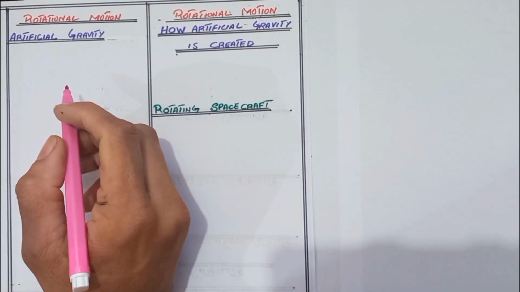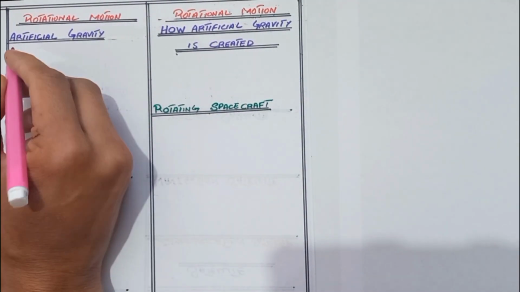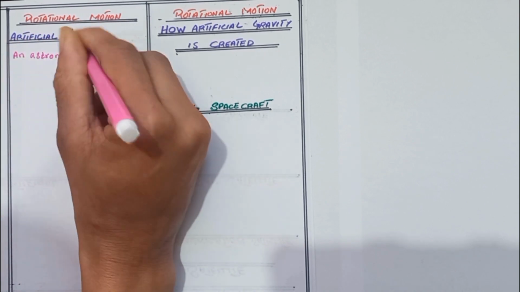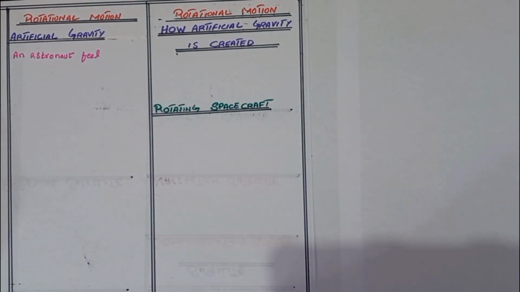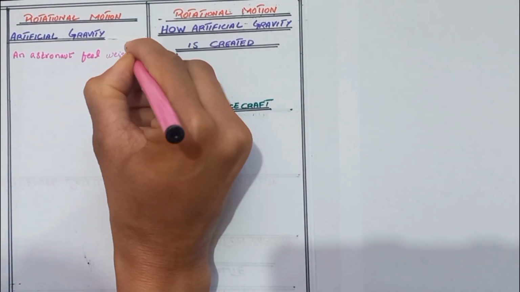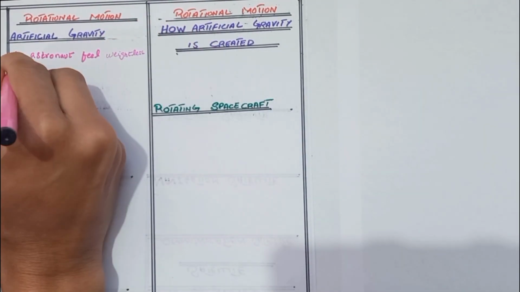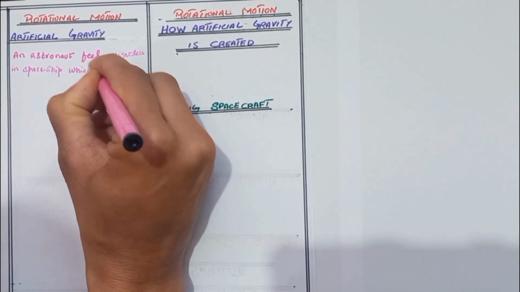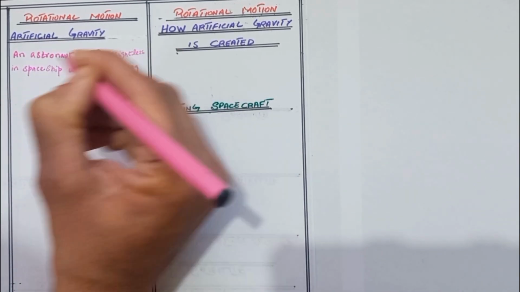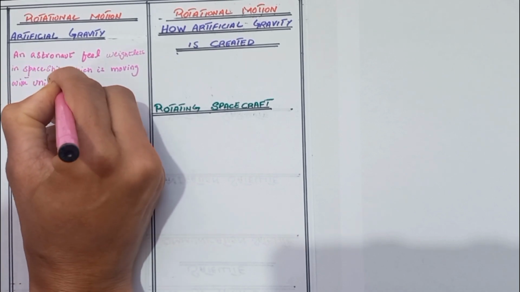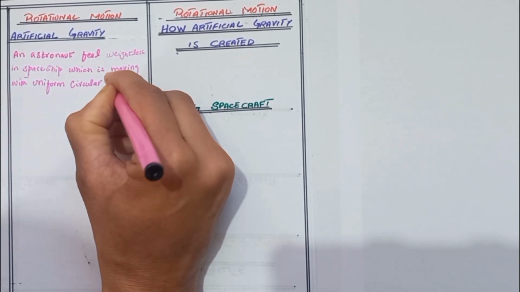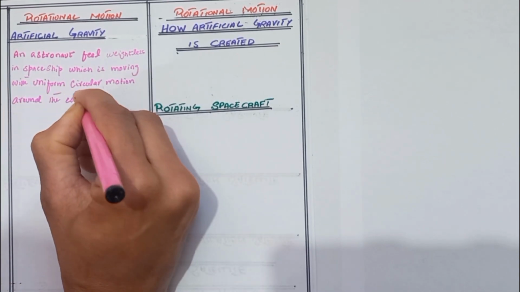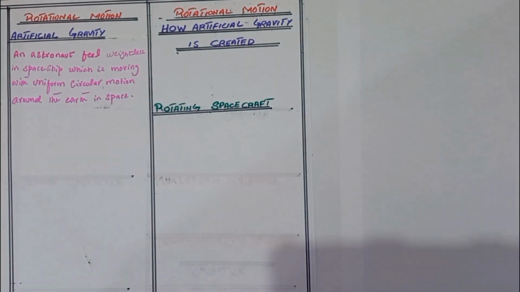Now we discuss the topic that is artificial gravity. Why do we create artificial gravity? We know that an astronaut feels weightless in a spaceship which is moving with uniform circular motion around the earth in space.